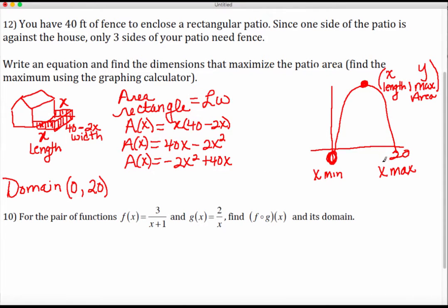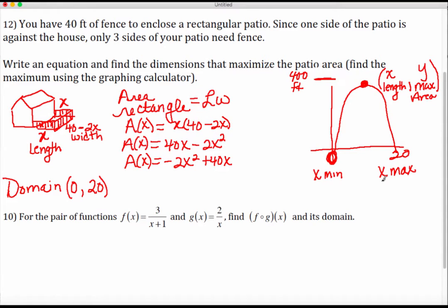Now the area is going to be a little bit tricky. So let's say I cut off 20 feet, then like 20 by 20 would be 400. So I know at least my maximum area has got to be less than 400 feet.